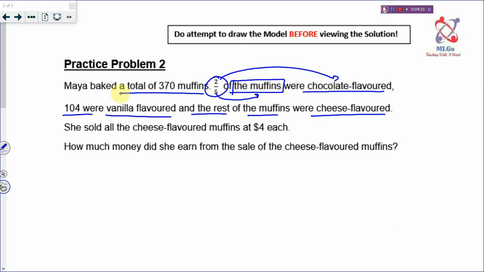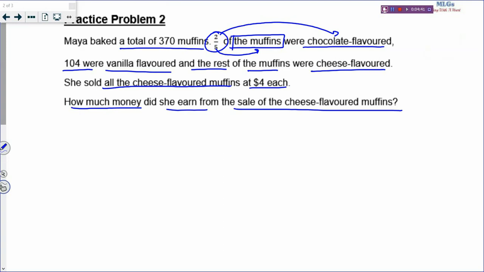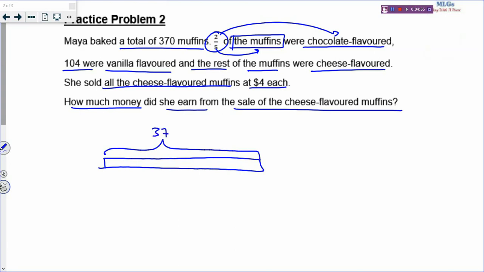104 were vanilla flavored, and the rest of the muffins were cheese flavored. She sold all the cheese flavored muffins at $4 each. So how much money did she earn from the sale of all the cheese flavored muffins? If you don't know how to do it, what do we do? We always try to draw out the model first. So for the first sentence, you can draw a rectangle which represents all the muffins, and there are altogether 370 muffins.